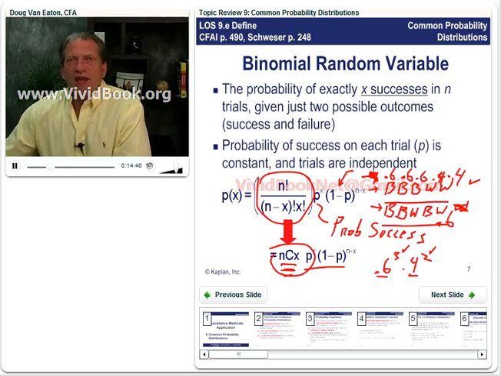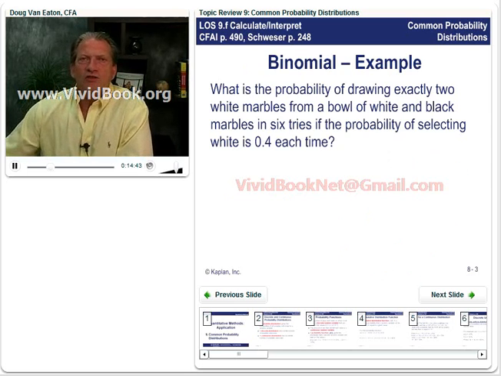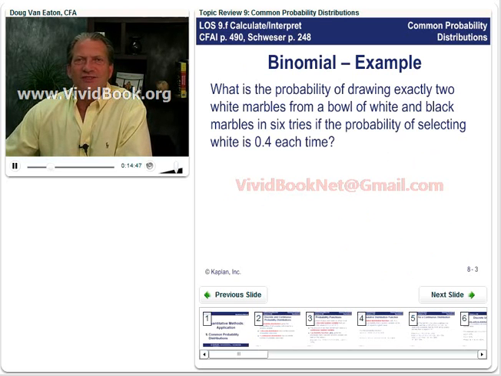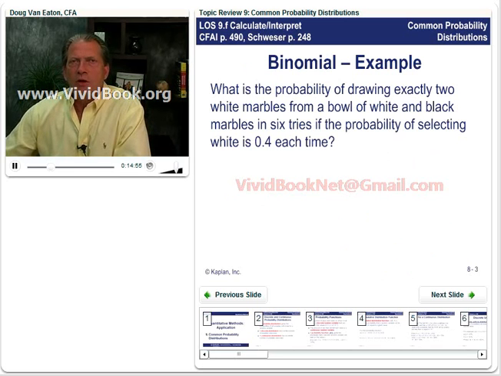Now let's use that and say, what's the probability of drawing exactly 2 white marbles from a bowl of black and white marbles in 6 tries if the probability of selecting white is 0.4 each time? Well, let's see if we can do that without the formula. The probability of selecting white is 0.4, so our probability of success is 0.4, and we need 2 successes. So there you go, 0.4 times 0.4.